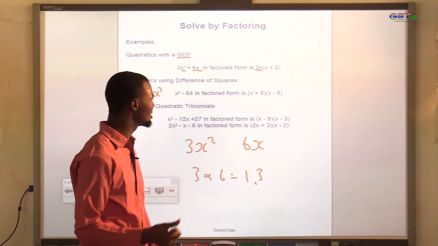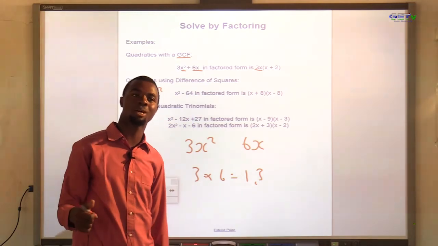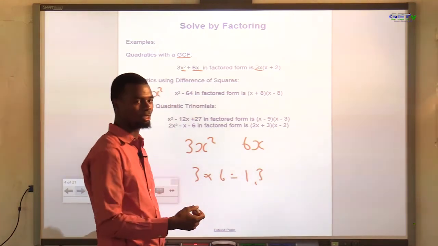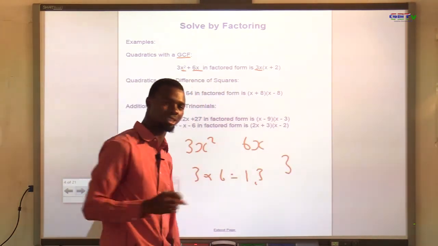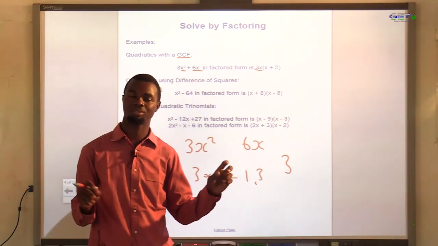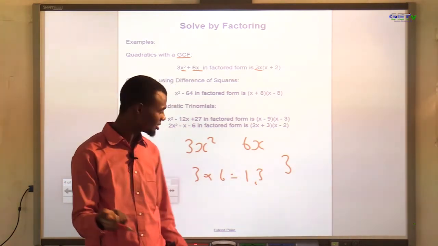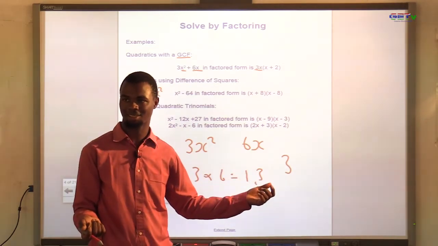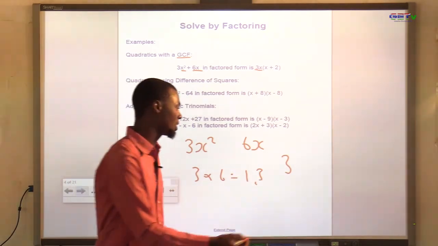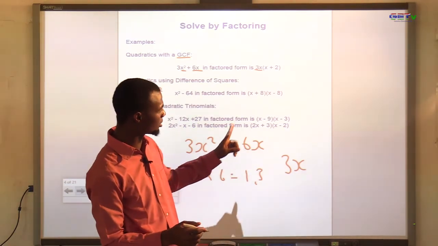What did it tell us? GCF or HCF: of the common factors, which one is the highest or the greatest? The highest factor there is 3. So that is why 3 is taken as one of the factors. Now we look at the variable. We have the variable, they are the same. We take the variable with the smallest power. We have x squared and x. Which one has the smallest power? You know x has the smallest power. So we take 3x.